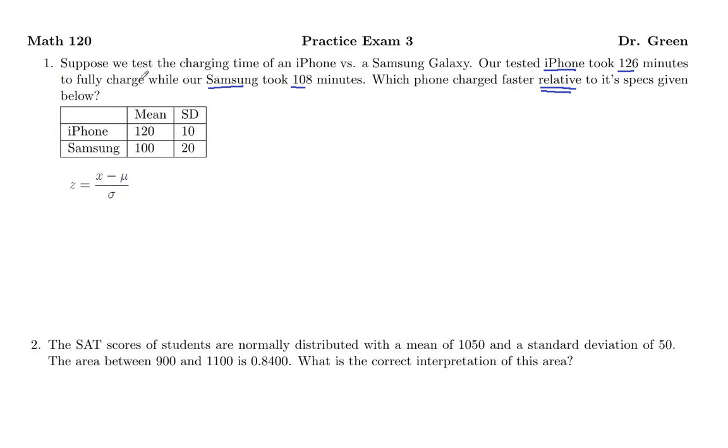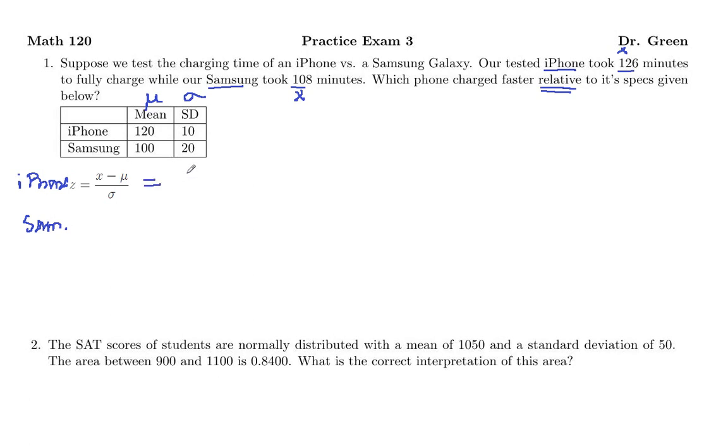The mean, that is going to be this column here. That's going to be our mu, our population mean. And standard deviation, that will be sigma. And then these individual values, the 108 and the 126, those are going to be x values. So now we can just plug into our formula for z-score. Let's do this for the iPhone and for the Samsung, and we'll compute a couple of z-scores.